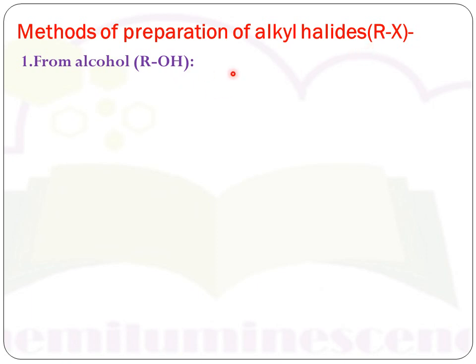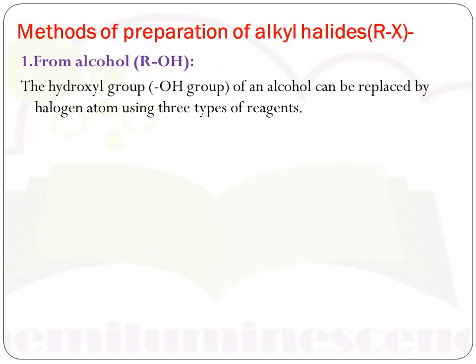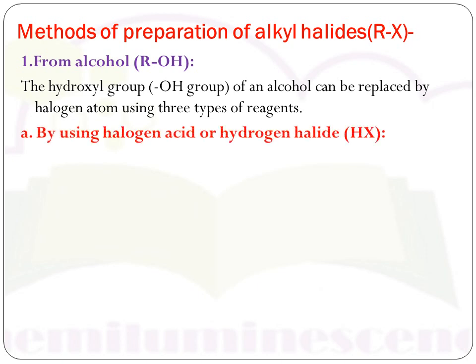When we are going to prepare alkyl halide from alcohol, we have to replace this OH group by X. For replacement of the OH group by a halogen atom, we can use three types of reagent. Let's see them one by one. The first reagent is a halogen acid or hydrogen halide, which is represented by HX.